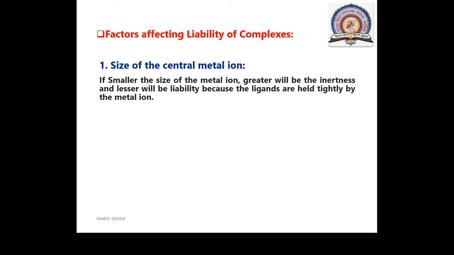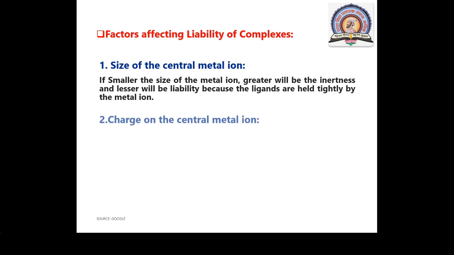Consider if the size of your central metal ion is small, so greater will be the inertness and lesser will be the lability. Why is this so? Because if the central metal ion has smaller size, it is tightly bonded with ligands, so the ligand is unable to be replaced easily, so obviously there is greater inertness and lesser lability.